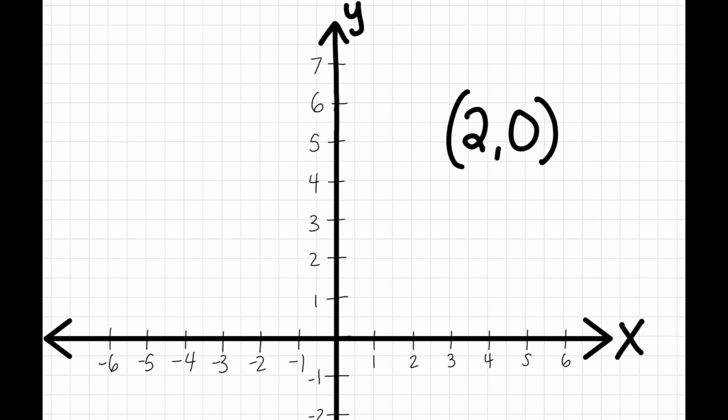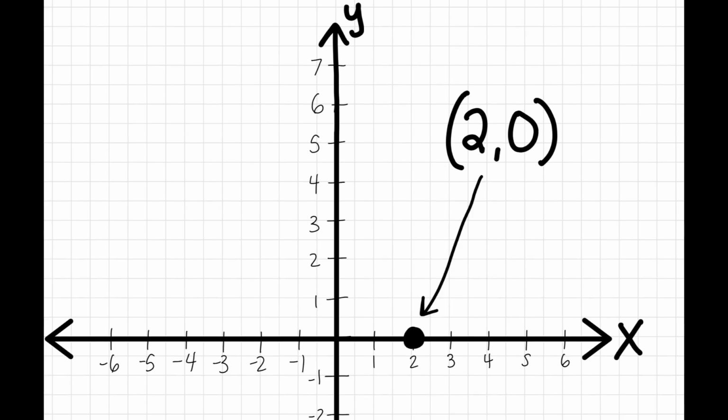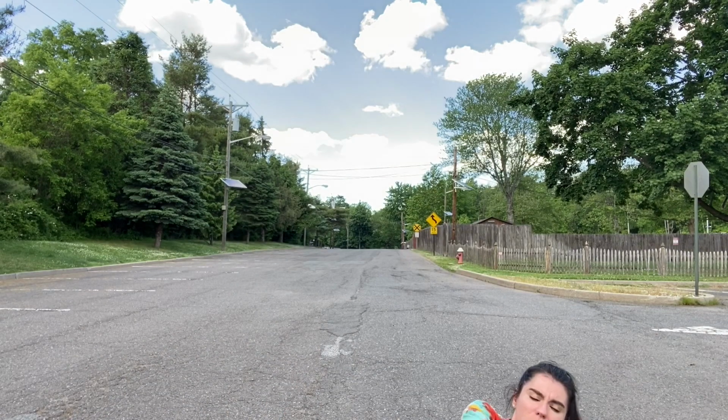Two is the x-coordinate, so we need to go to 2 on the x-axis first. Remember, the first number is always the x-coordinate. 0 is the y-coordinate. That means we can't travel up or down, so we have to stay put. If you pointed right here, Miss Proda, delicious. You are correct. Transport to origin.